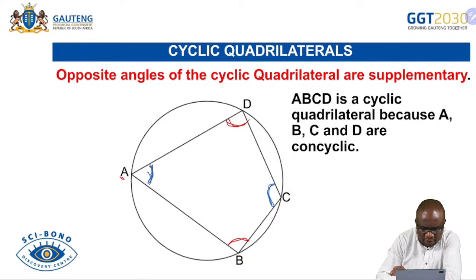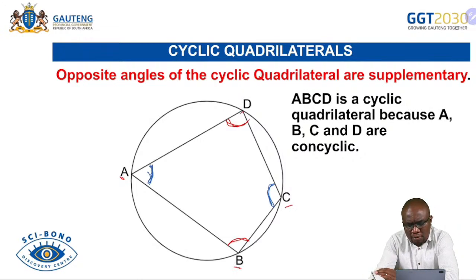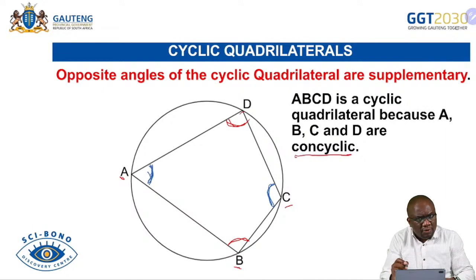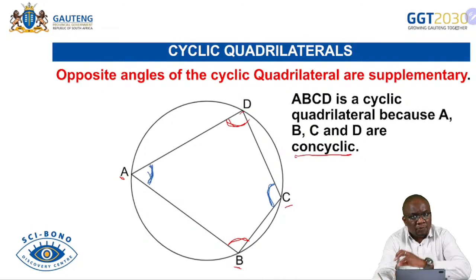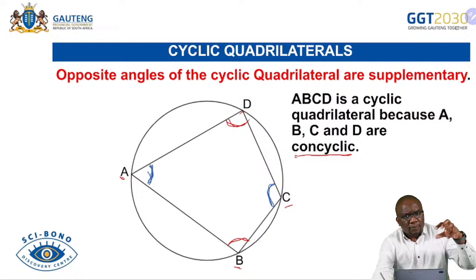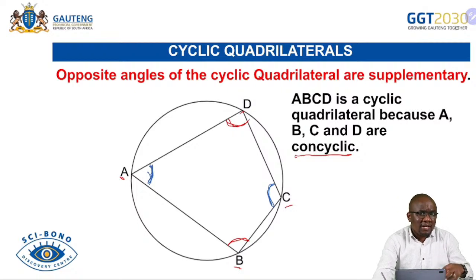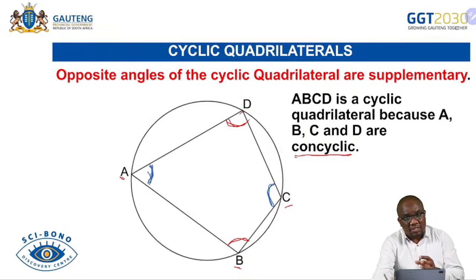You see A, B, C, D is a cyclic quadrilateral because A, B, C, and D are concyclic. What do you mean by saying concyclic? It means these 4 points are sitting on the circumference. They're concyclic. So A, B, C, D is a cyclic quad. When I'm saying cyclic quad, I mean cyclic quadrilateral.